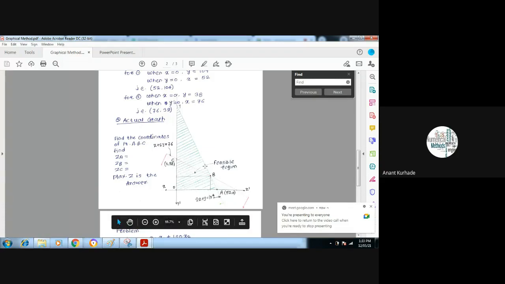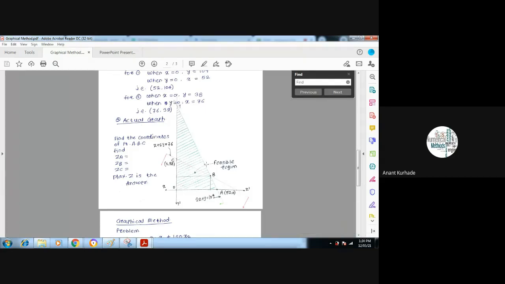Because the constraint is less than. So always, if constraints are less than, draw the visible region exactly below that inclined straight line. I have shown this using a green line. So the visible region will lie inside the triangle only.